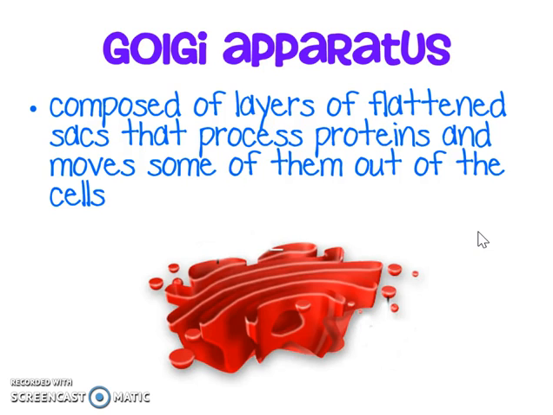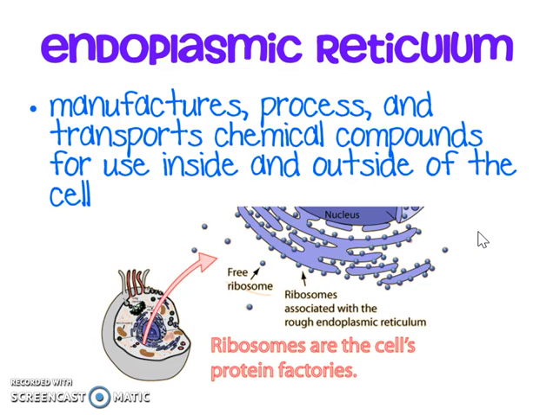The endoplasmic reticulum, which we also call ER, and there's smooth and rough ER. This is going to manufacture, process, and transport chemical compounds for use inside and outside of the cell. And if you notice in this picture here, this is considered rough ER. The one that has the ribosomes on it is considered rough. The ER that does not have ribosomes is considered smooth.